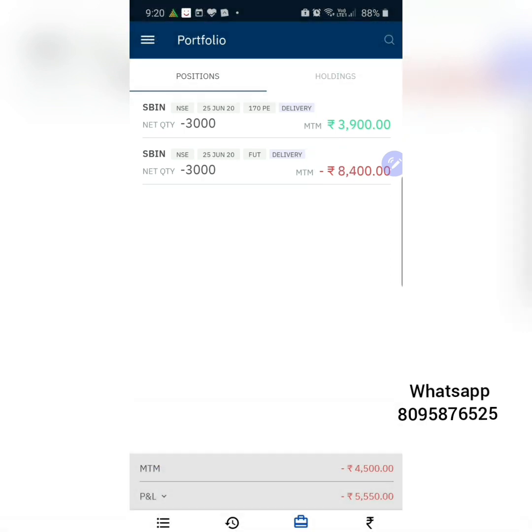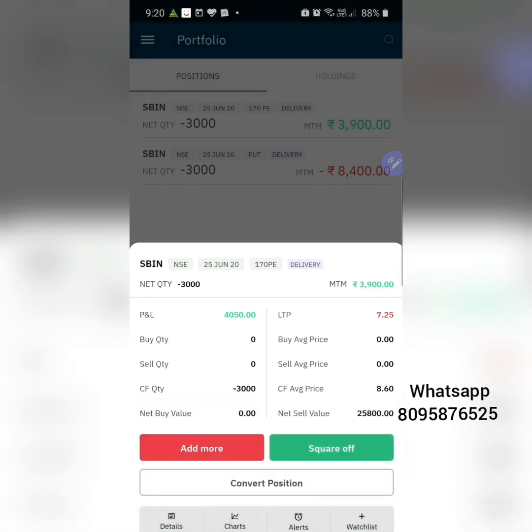Okay, so first let me, what we can do is, yeah, I have opened the order which we had taken yesterday, and you can see that yesterday we had taken at 8.60, and now it is 7.25. Whereas you can see here, this is the overall P&L from yesterday, whereas this is the MTM. So both will be different, don't get confused.